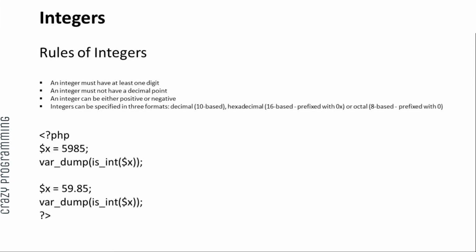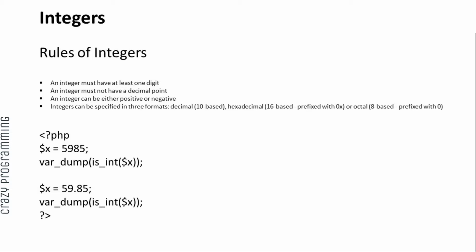As you can see in the example of an integer, here first we defined a variable, that is 5985, and then use var_dump. Inside the var_dump we are using a new function, that is is_int, which tells us whether the variable is an int, meaning is the variable an integer or not. It will tell in boolean form, true or false.